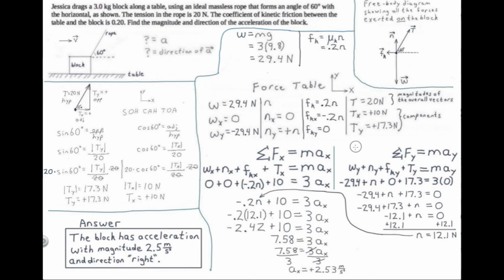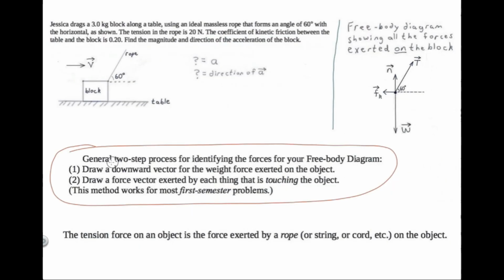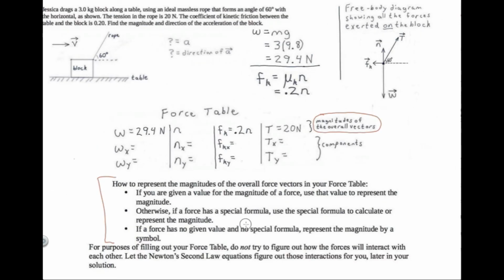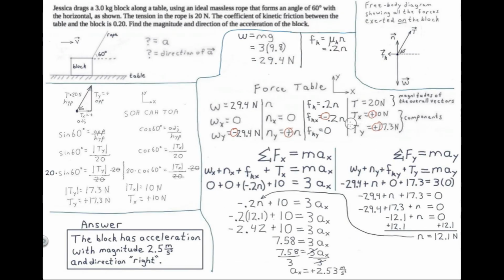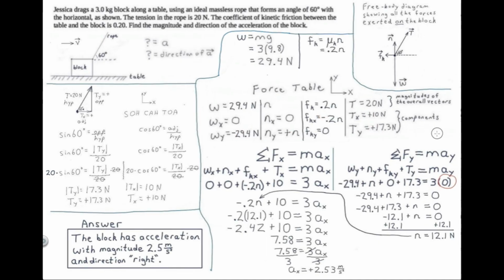Let's look again at some of the details of that overall process. Use this general two-step process to identify all the forces for your free body diagram. The key to this process is to systematically ask yourself what is touching the object. Use this three-step process to represent the magnitudes of the forces in the first row of your force table. Include plus signs in front of positive components because that will help you to remember to include the crucial negative signs in front of negative components. In this problem, the block was motionless in the vertical y component, so we were able to substitute 0 for a sub y in our Newton's second law y equation.